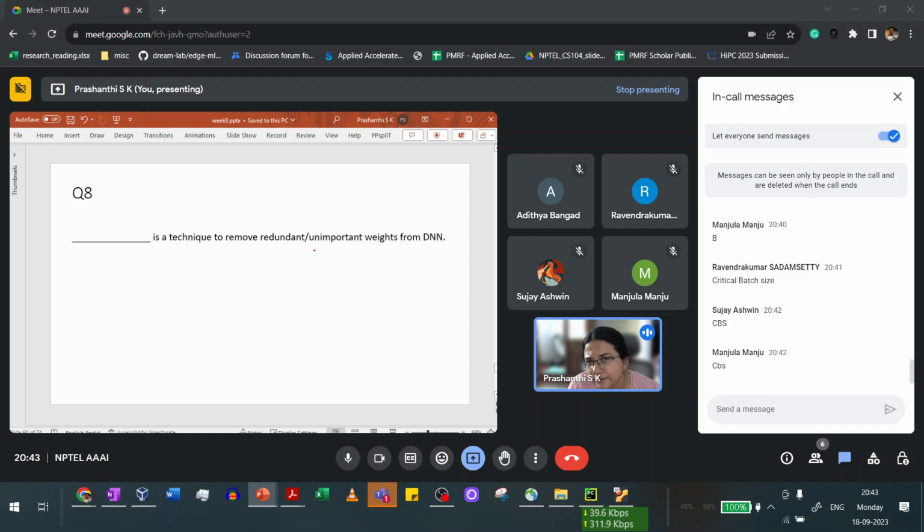Dash is a technique to remove redundant or unimportant weights from DNN. There are some questions without options in this week. Again, keep this in mind for the exam also. You might have some questions like this. Pruning, okay. Anyone else?